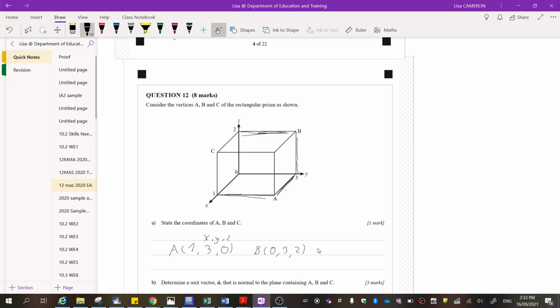And then lastly, out of these 3 coordinates for C, so up here, x-axis, 1, y-axis, along the 0, and positioned at 2 for the z-axis.